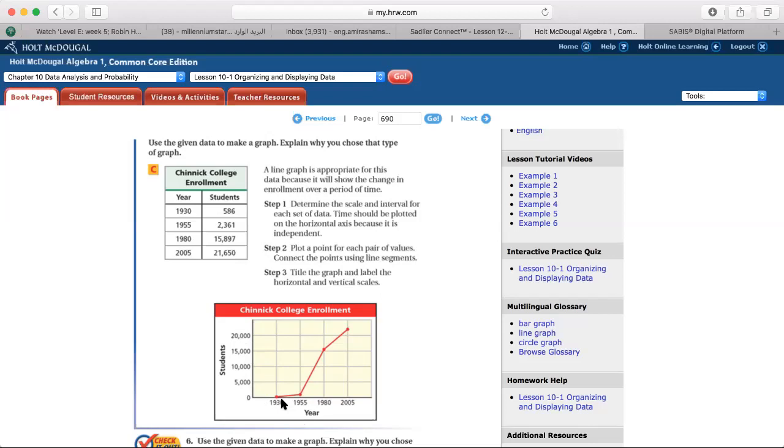Then for the years, I'm going to plot the year 1930. It is so small here between 5,000 and 0. Then 1955, it is also, I didn't reach even half of the distance between 0 and 5,000, which is 2,500. Then there is a clear increase here. You see the slope here, girls? This slope is the greatest slope. This slope is greater than this one because there is a big change in the enrollment.